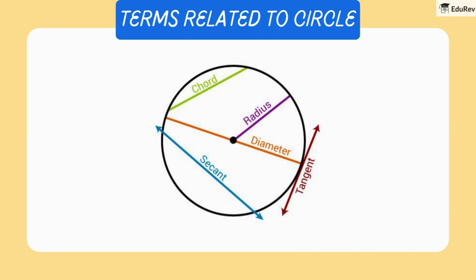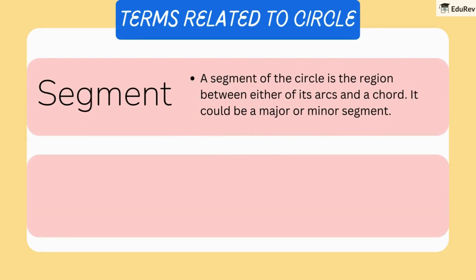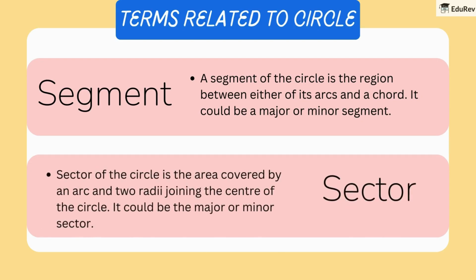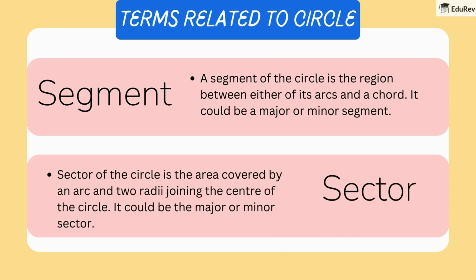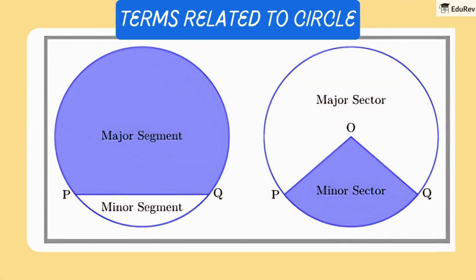Other key players include the tangent, secant, diameter, radius, and the segments and sectors formed by arcs and chords. Each of these elements plays a unique role in the circle's geometry, helping us describe and work with circles in detail. A segment of the circle is the region between either of its arcs and a chord. It could be a major or minor segment. A sector of the circle is the area covered by an arc and two radii joining the center of the circle. It could be a major or minor sector. Here we can see the differences between major and minor segments as well as sectors.